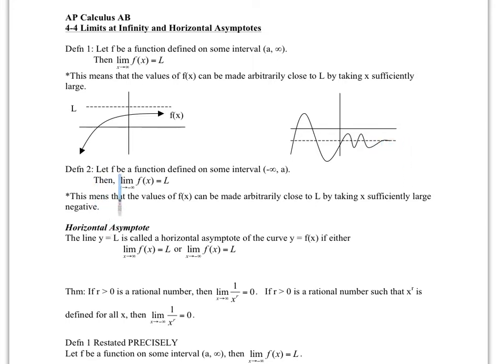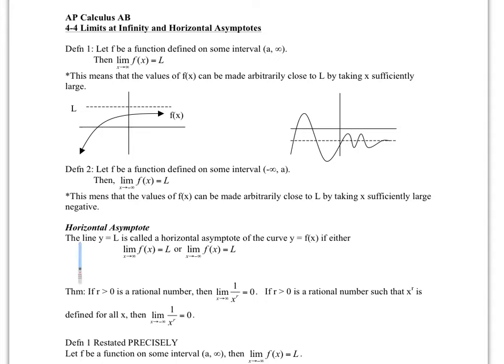All right, here's the second definition. Let f be a function defined on some interval from negative infinity to a, then the limit as x goes to negative infinity of f of x equals L. This means that f of x can be made arbitrarily close to L by taking x sufficiently large negative. So now we're just going to go in the other direction.